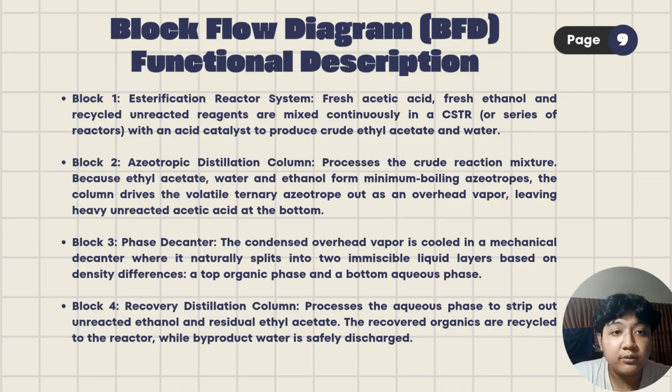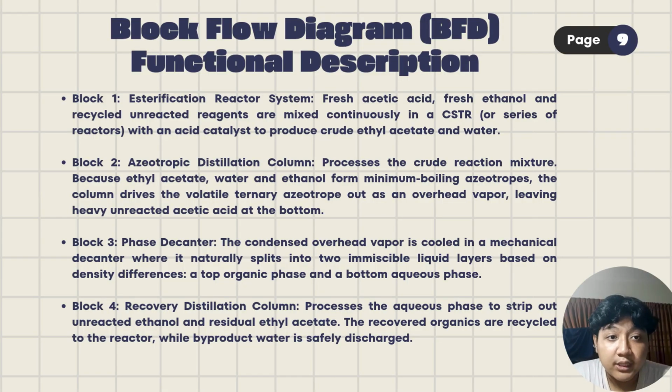Okay, let's move on to the block flow diagram functional description. Now I will explain the block flow diagram for the ethyl acetate production process. In block 1, fresh acetic acid, fresh ethanol, and recycled reactants are fed into an esterification reactor. The reaction takes place in the presence of an acid catalyst to produce crude ethyl acetate and water.